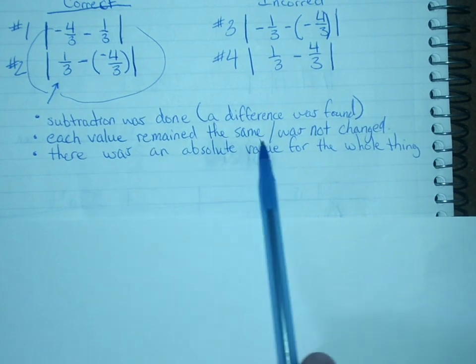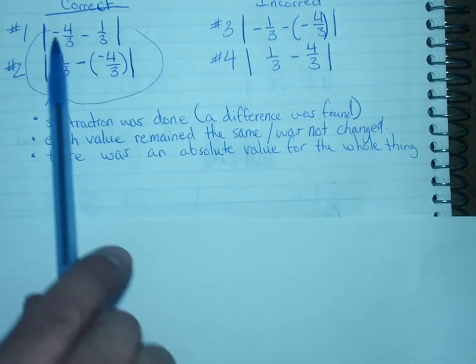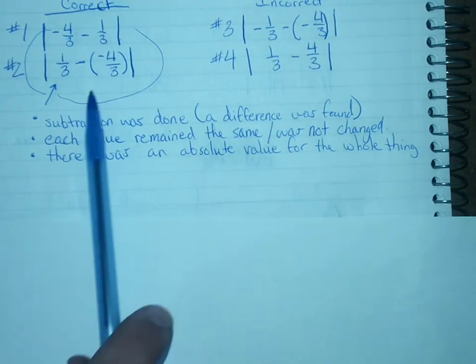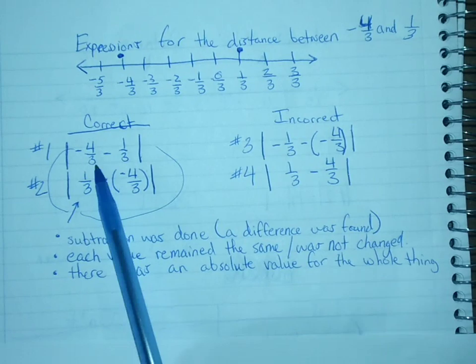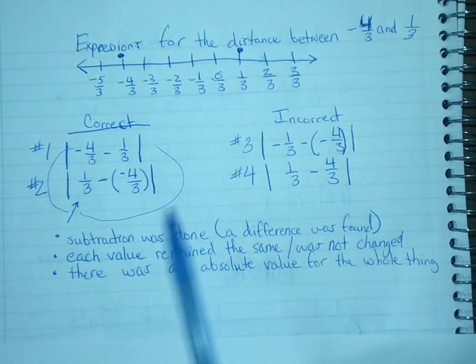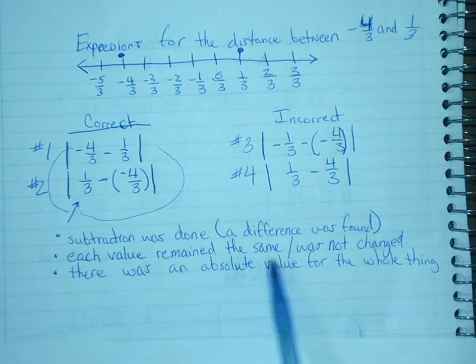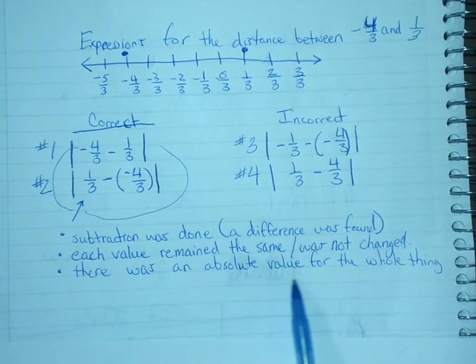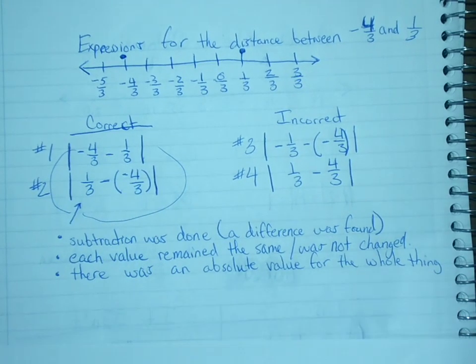Each value remained the same and was not changed on these two. Each one of these has negative 4/3, which is part of the problem. Each one has 1/3, which is part of the problem. And they subtract. So each value remained the same. It was subtracted. And then, in the end, there was an absolute value for the whole thing. So you have to have an absolute value also.